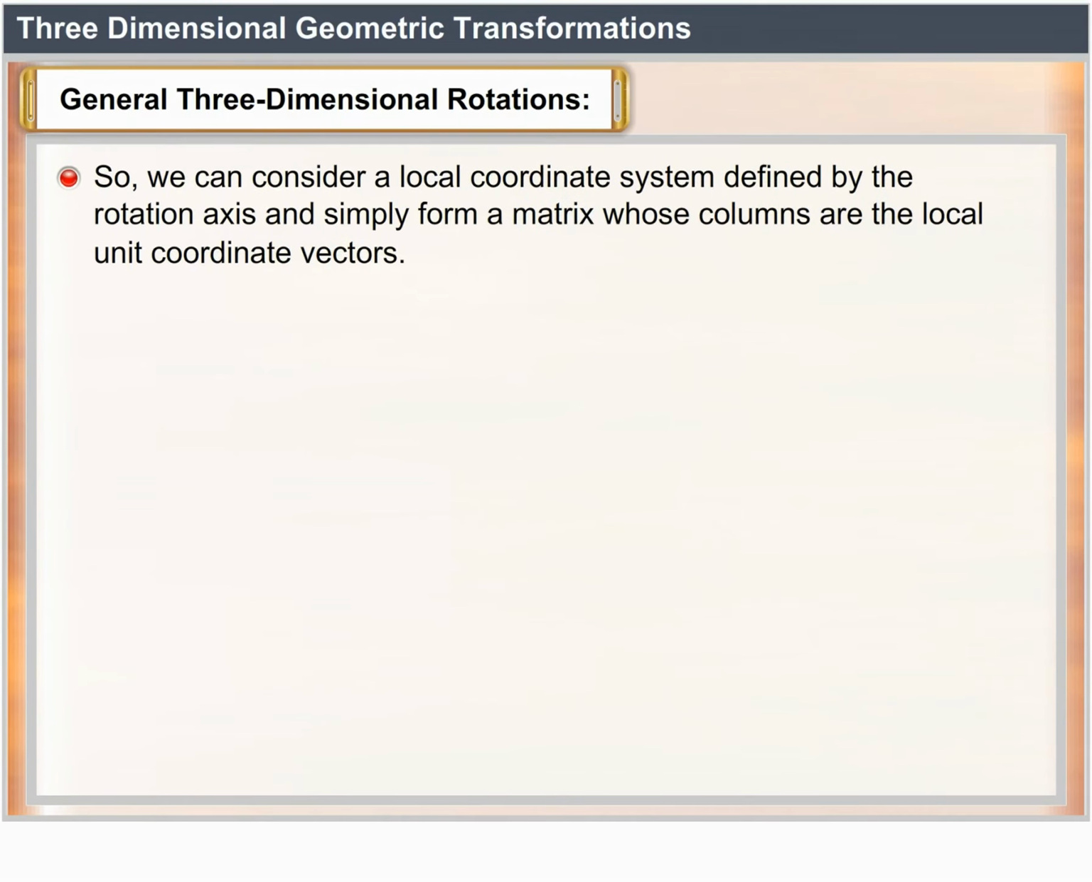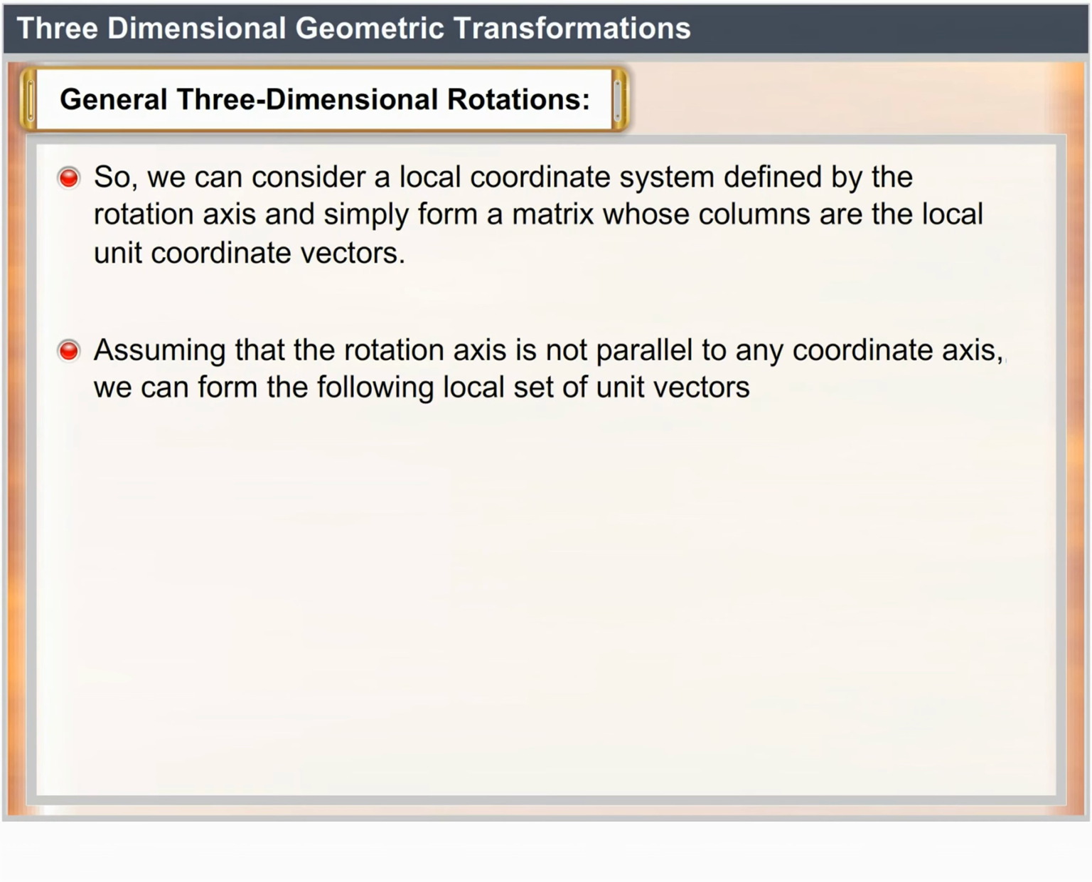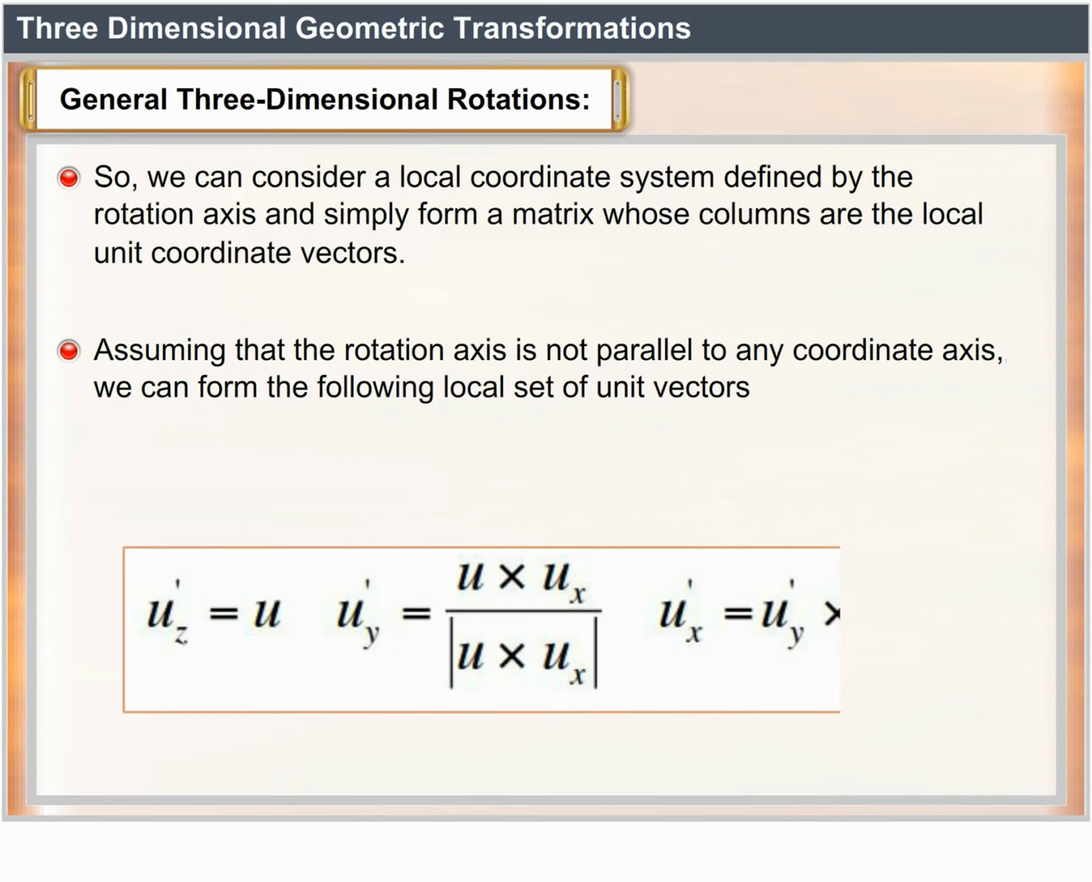Assuming that the rotation axis is not parallel to any coordinate axis, we can form the following local set of unit vectors: uz' equals u, uy' equals u × ux over |u × ux|, ux' equals uy' × uz'. This is shown in this figure. The figure shows the local coordinate system for a rotation axis defined by unit vector u.